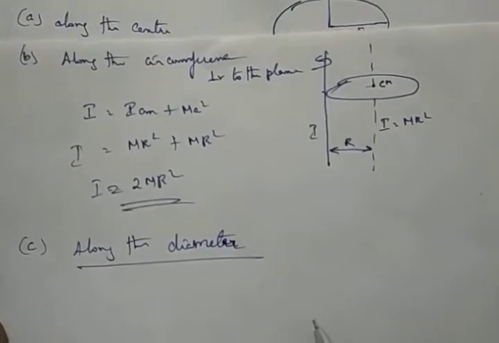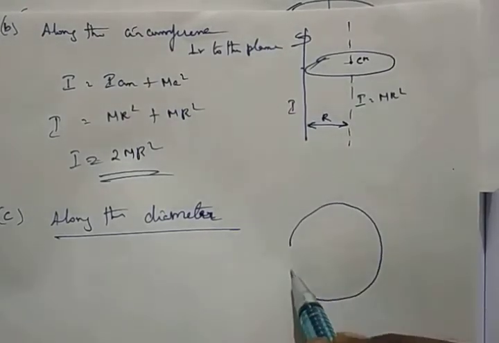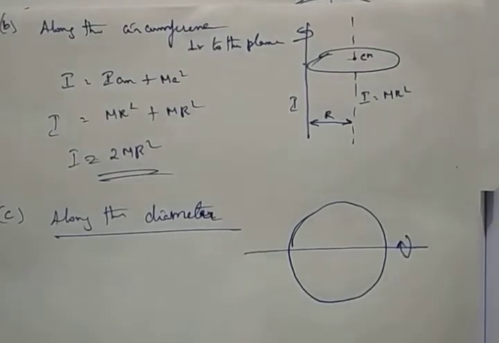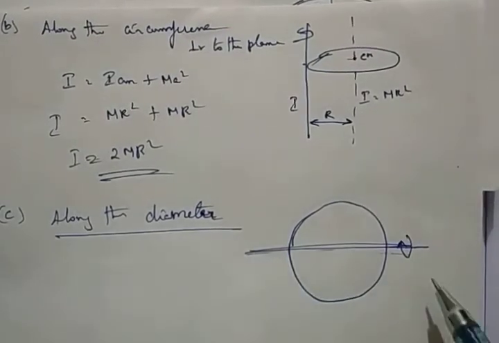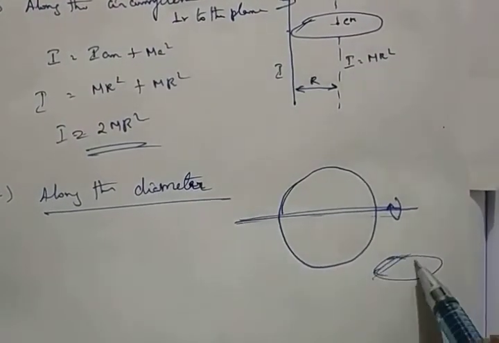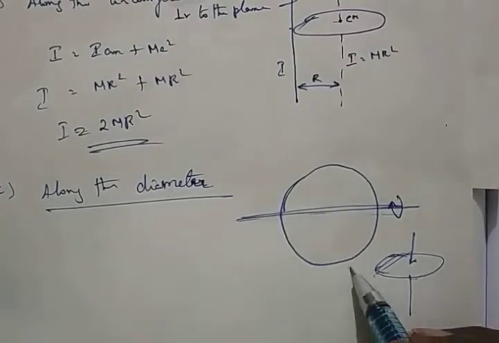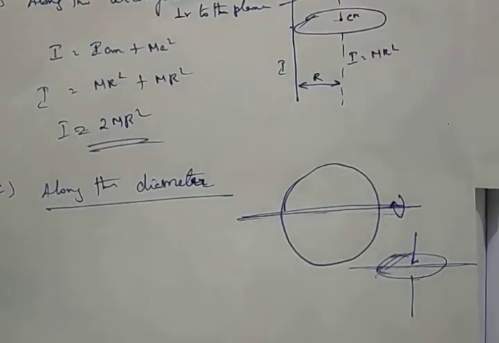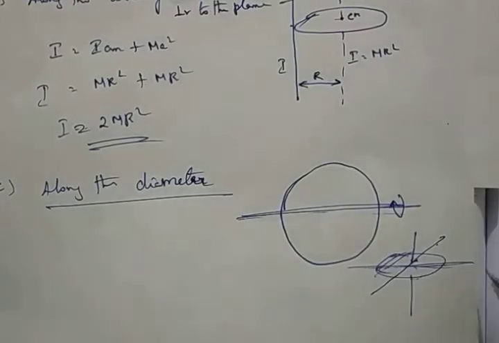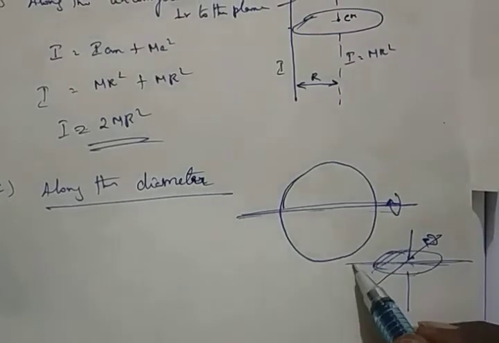Along the diameter. What does diameter mean? If this is a ring and you rotate it like this, along the diameter this whole thing is there. Not in this way. This is along the center. Now you are talking about the across. You can also make it across here like this. Either it rotates like this or it rotates like this.